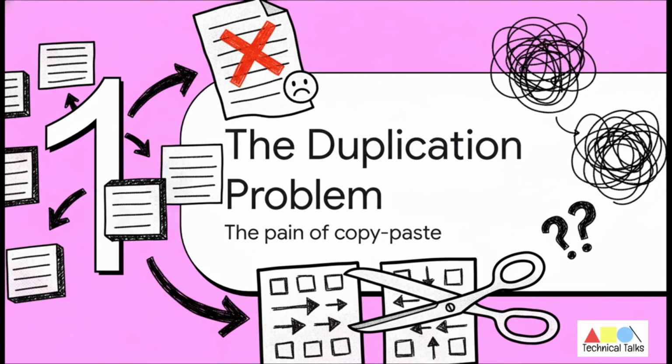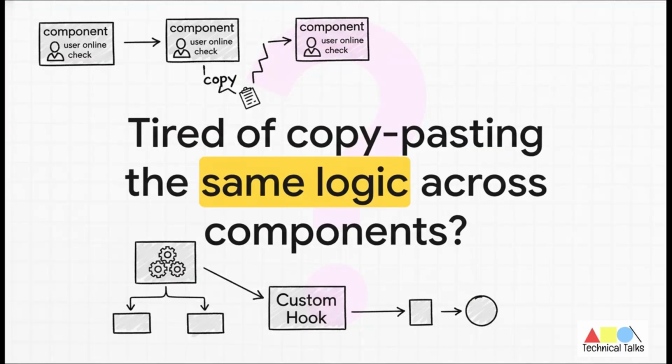Let's talk about a problem that I'm willing to bet every single one of us has run into, the trap of the quick copy-paste. I mean, does this sound familiar? You write this awesome piece of logic for a component. Let's say it checks if the user's online. Works like a charm. But then, you realize you need that exact same logic somewhere else in a totally different component. What's the fastest way? You know it. Copy-paste, and just hope you remember to update both if something changes.